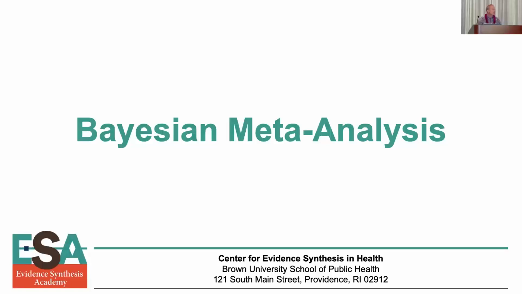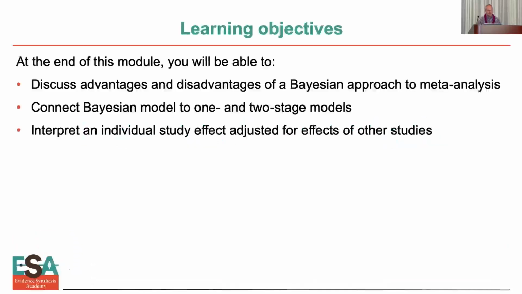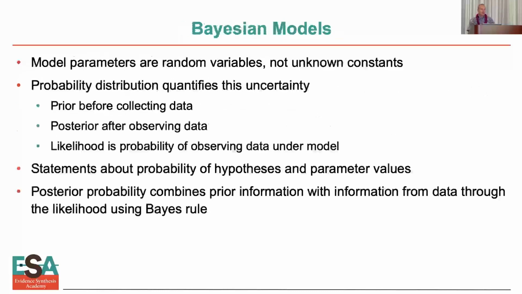Okay, so this may be Greek to some of you, but we'll see what we can do. I want to try to tell you what some of the advantages and disadvantages of a Bayesian approach to meta-analysis are, connect the Bayesian model to the 1 and 2 stage models we talked about this morning, and interpret an individual study effect adjusted for the effects of other studies.